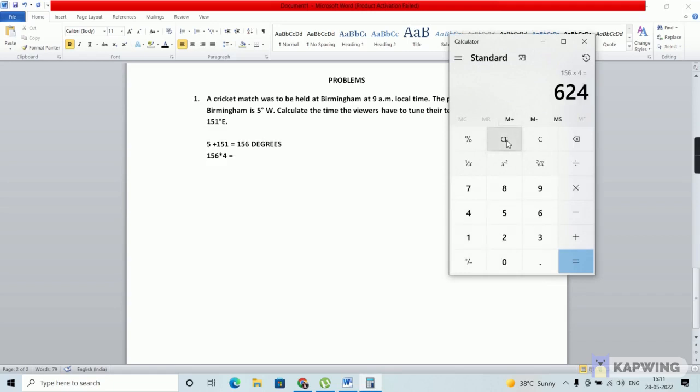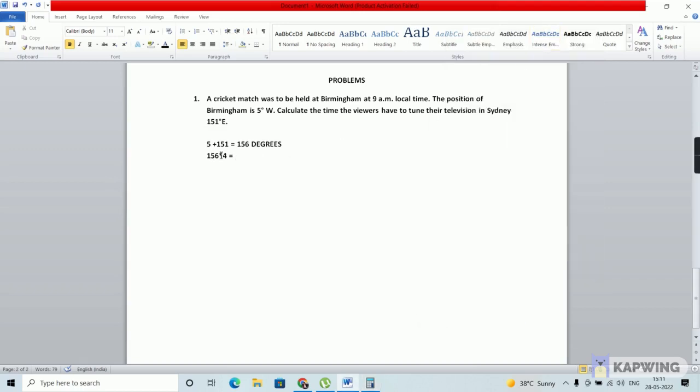156 by 4, we will be getting the value of 624. So this is the time difference between these two places, that is, it is 624 minutes. The time between these two places are 624 minutes apart. So this 624 can also be written as 600 plus 24, right? 600 minutes plus 24 minutes.